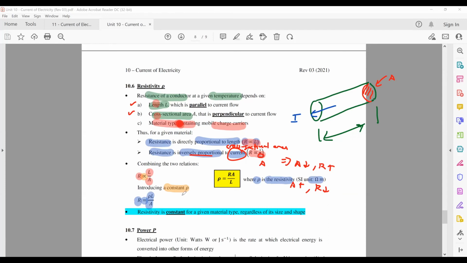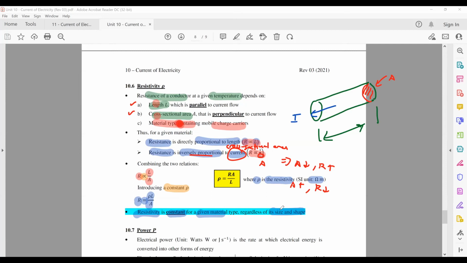It's a measure of the resistance of the material. This is good, a better measure of your resistance, because it's constant for any given material type, regardless of its size and shape. It's something like Young's modulus. If you've done deformation of solids before this, we will tell you that Young's modulus is a measure of stiffness of the material.